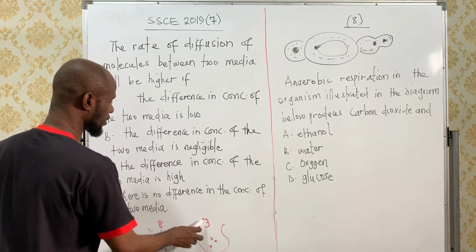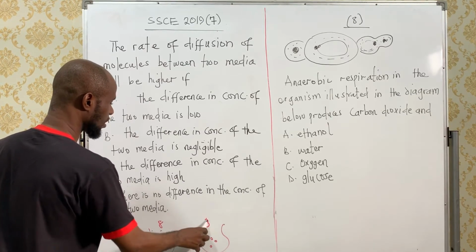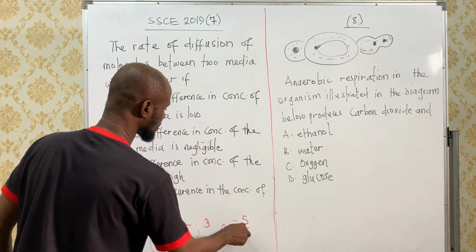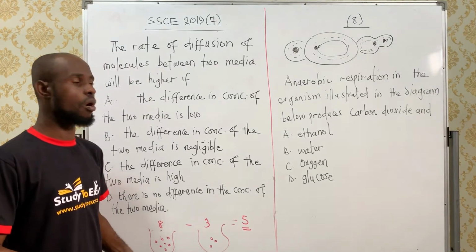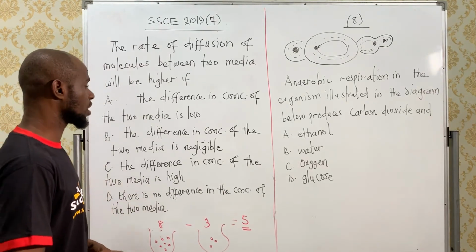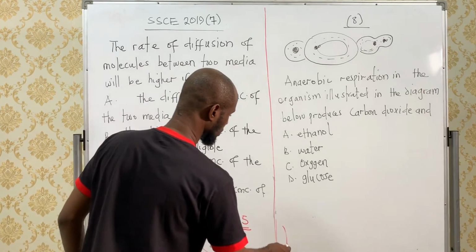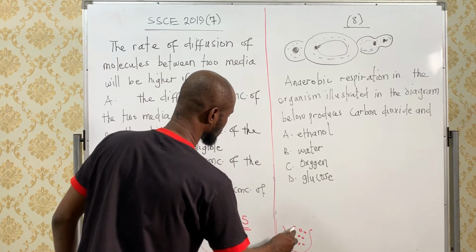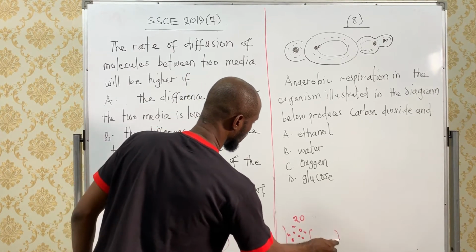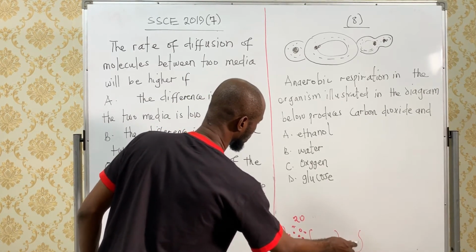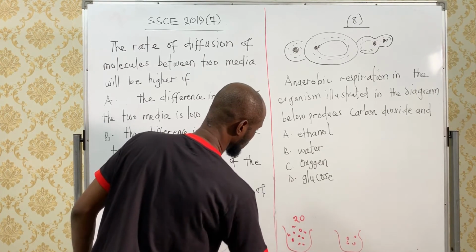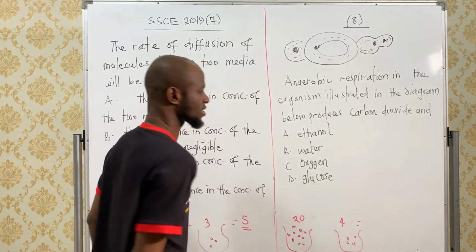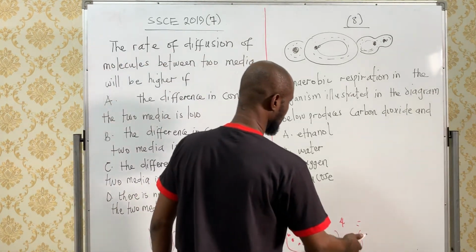The difference in their concentration is 8 minus 3, giving us 5. That is the difference in concentration, also called the concentration gradient. If we also have another pot where the molecules are, let's say, 20 for A and 4 for B, then the concentration gradient is 20 minus 4, that is 16.